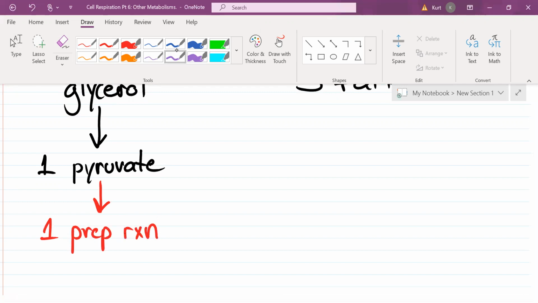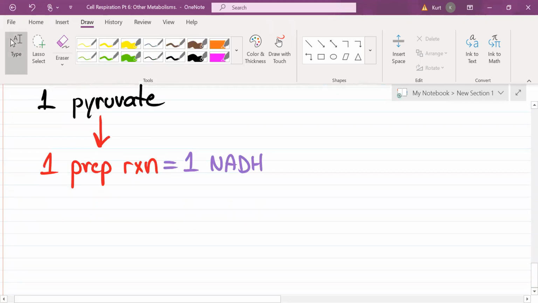How many NADHs are made through one spin of the prep reaction? 1. Okay. What is the end product of the prep reaction? What molecule is pyruvate broken down to? How many? You have 1 pyruvate, so 1 acetyl coenzyme A. I just spelled that wrong.